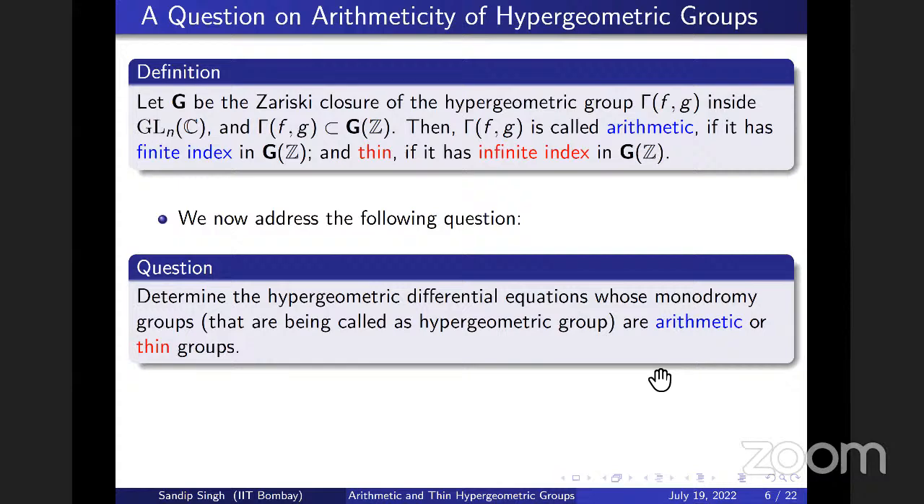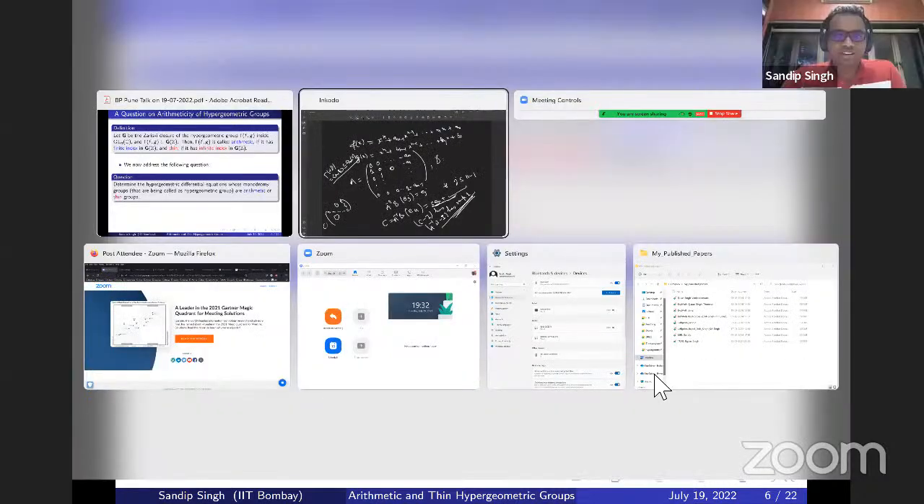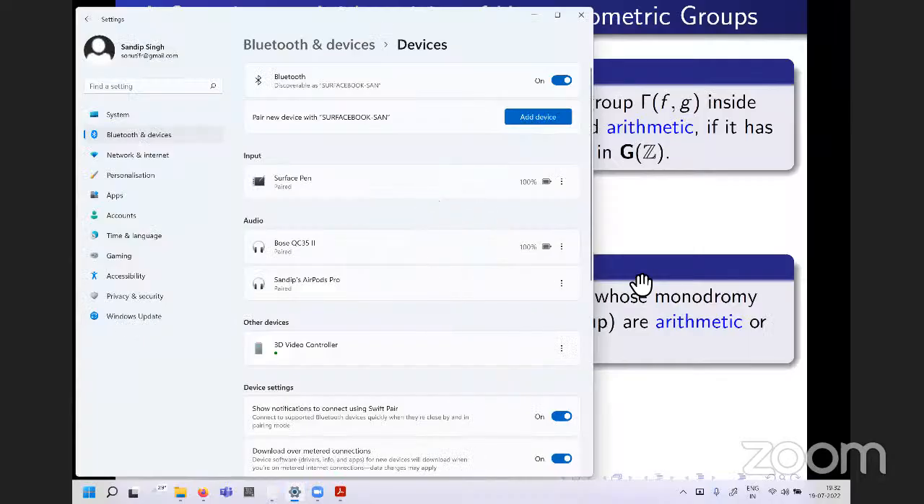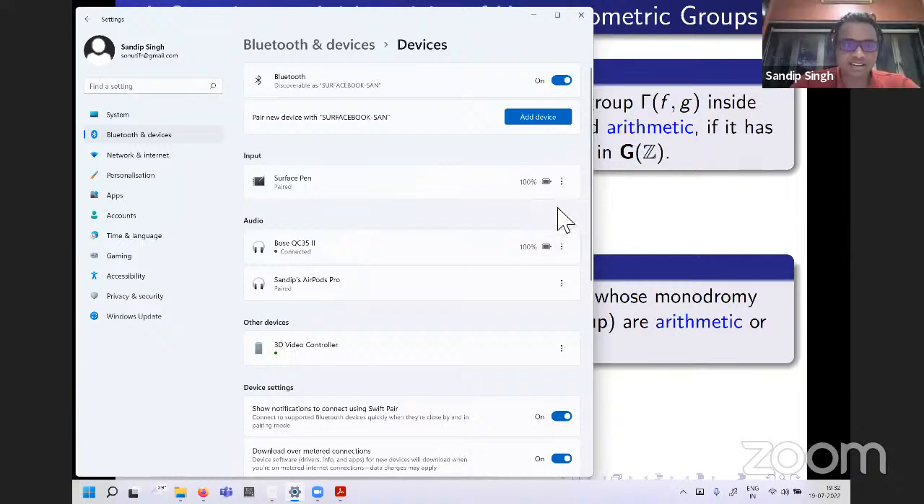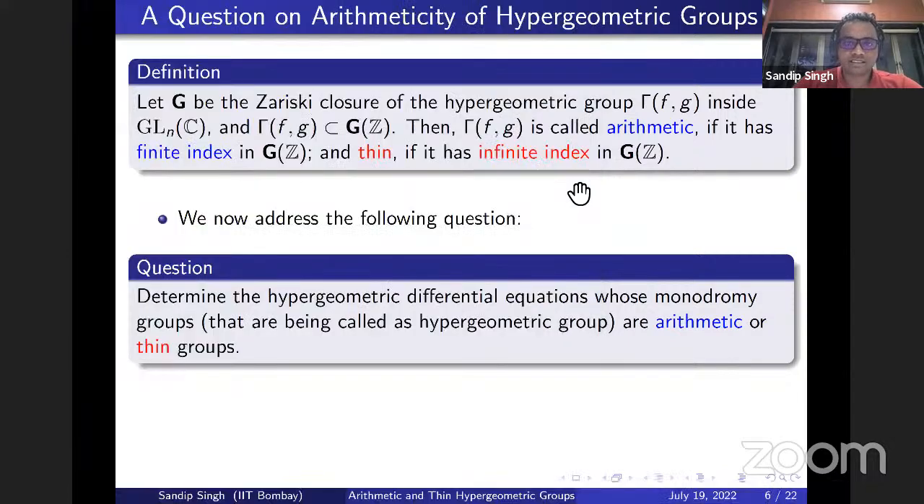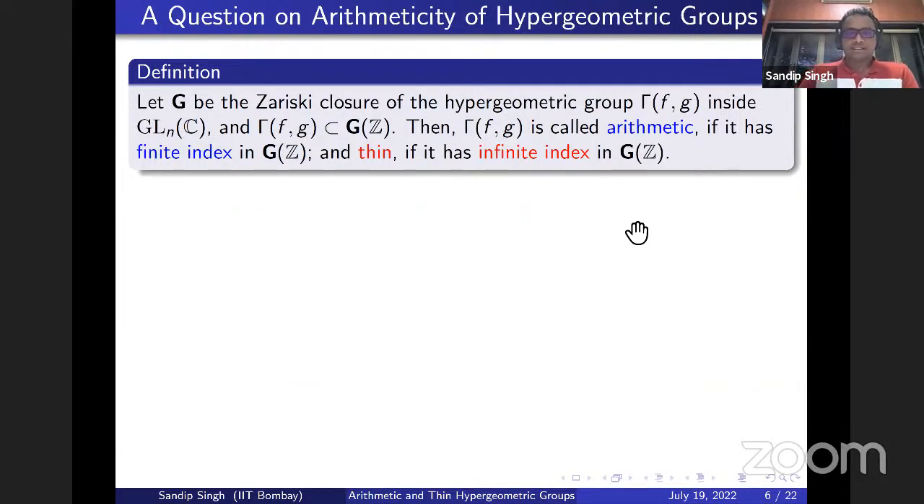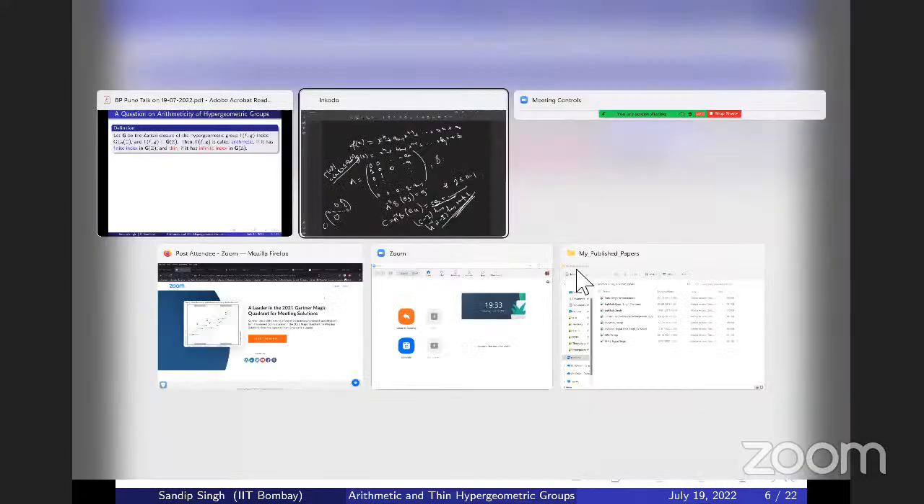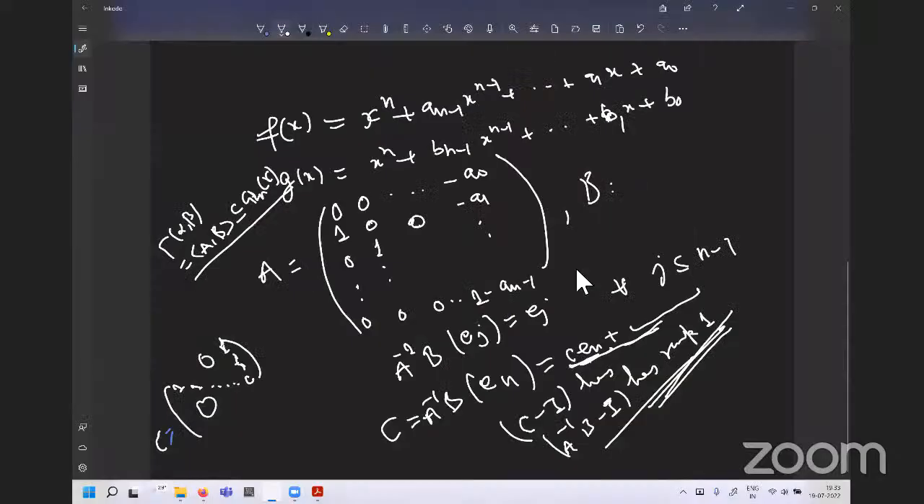Sandip, is there again a problem with the Bluetooth? Again, yeah, I'm sorry. No problem. It was just for maybe 30 seconds or something. I don't understand why it is getting disconnected. Yeah, now it should be okay. You can now hear me, no? Hello? Yes. Okay, thanks.